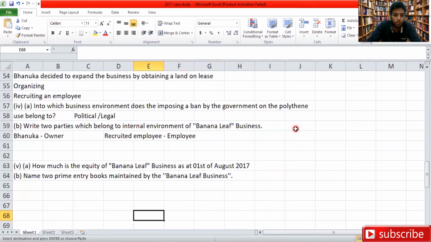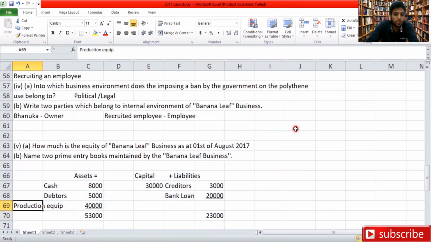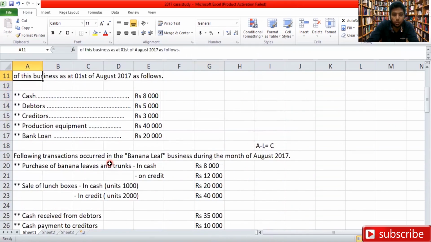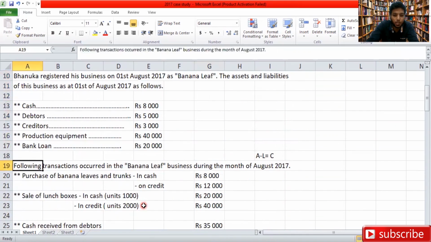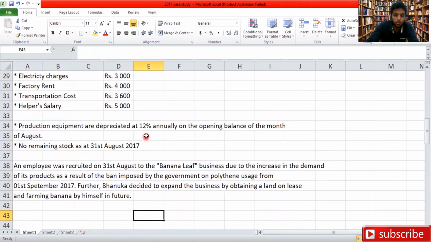So Roman number 5, we found the answer. It's 30,000 for capital. And what is the next thing we have? Name two primary books maintained by Banana Leaf Business. Very easy. They have adjusted through cash adjustment. You might see here there's a lot of cash adjustment, and also a lot of sales on credit and purchases on credit. So most of the time you might have a sales journal, purchase journal, cash book, and also another journal. We say that's the general journal because you have depreciation also in this sum. I read somewhere here there's depreciation 12%. So it can also be the general journal.